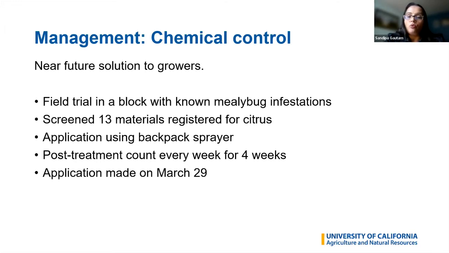for a screening. So in March, we targeted that first crawler that emerged from the earlier season population. We made our applications on the last week of March, on 29th of March to be exact. We screened 13 different materials in a completely randomized design with six replications, a single tree being a replication. Application was made using a backpack sprayer. Pre-treatment counts were done 2 weeks prior to application, and post-treatment counts were done every week for 4 weeks.